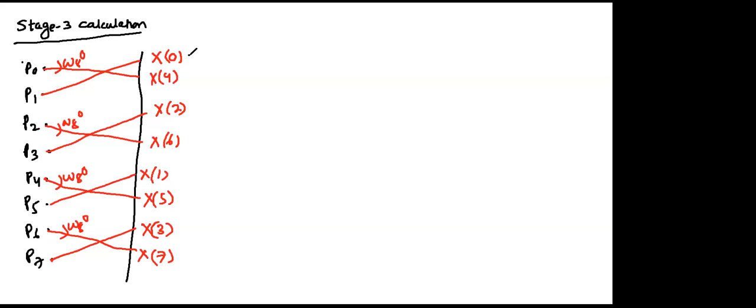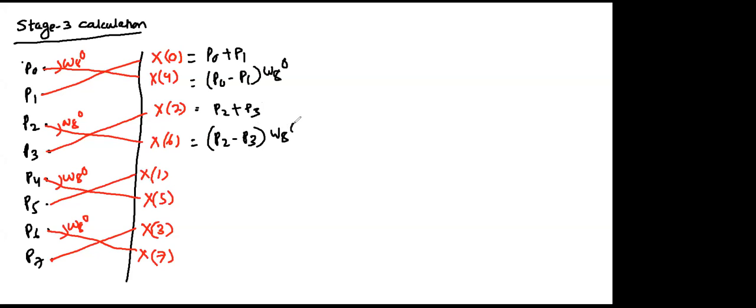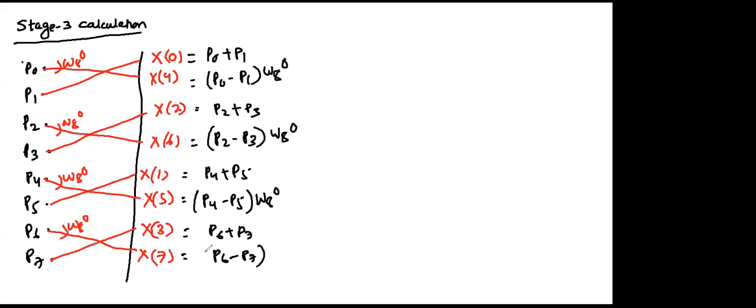Now, it is very easy to write the equation. Simple: P0 plus P1. This is P0 minus P1 multiply omega at 0. This is same: P2 plus P3. This is P2 minus P3 omega at 0. This is P4 plus P5. This is P4 minus P5 omega at 0. This is P6 plus P7. This is P6 minus P7 omega 8 at 0.